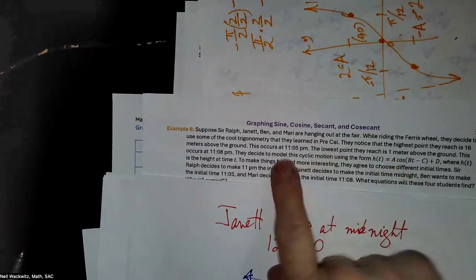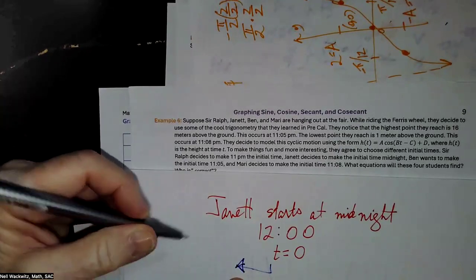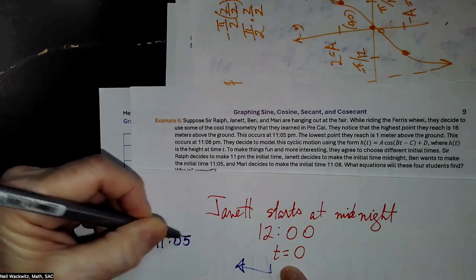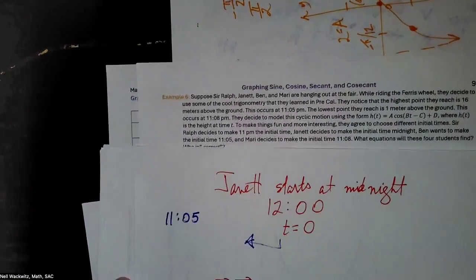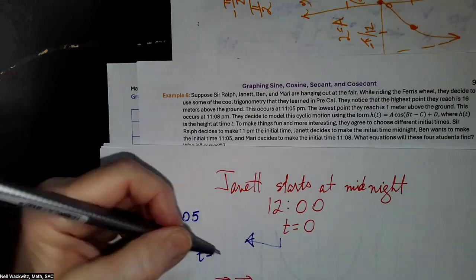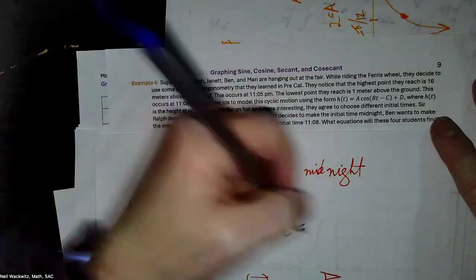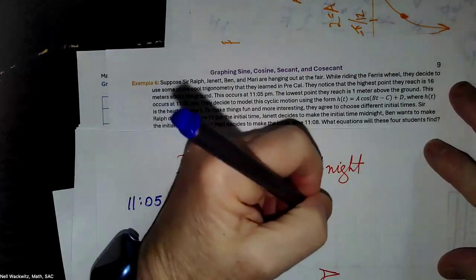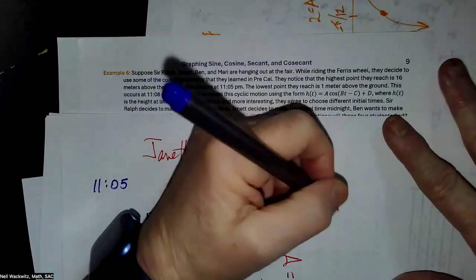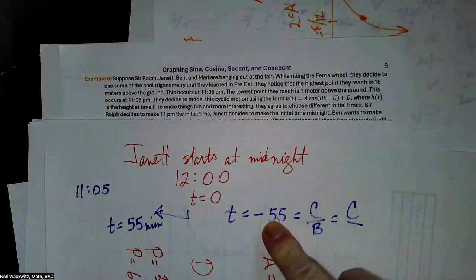And the first value we were given was the high point. And this is the cosine that we're trying to fit. So we want to start high. That means we're going all the way back to 11:05. How far back do we have to go? 55 minutes. Good. Very good. So that's all it takes. We've got t is equal to, and I'm going to go ahead and write it. We went back, so it's negative 55. And that's c over b. C is what we're still looking for. B, we said, was pi over 3.